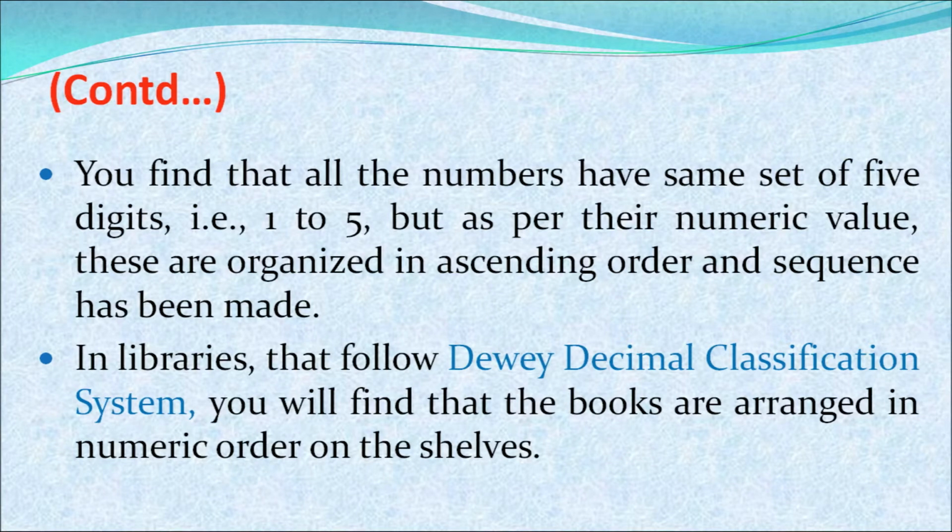In libraries that follow the Dewey Decimal Classification system, you will find that books are arranged in numeric order on the shelves. This is the order we follow in most of the libraries.